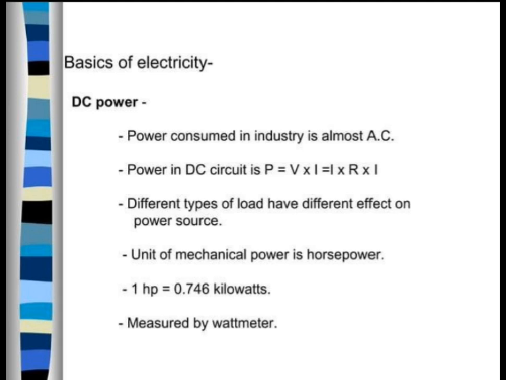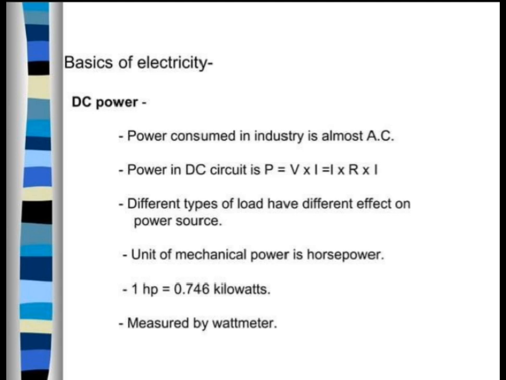Power in a DC circuit is P is equal to V multiplied by I, is equal to I multiplied by R and multiplied by I. P is the power, V is the voltage, I is the current, and R is the resistance. Different types of load have different effects on the power source, and the unit of mechanical power is horsepower.